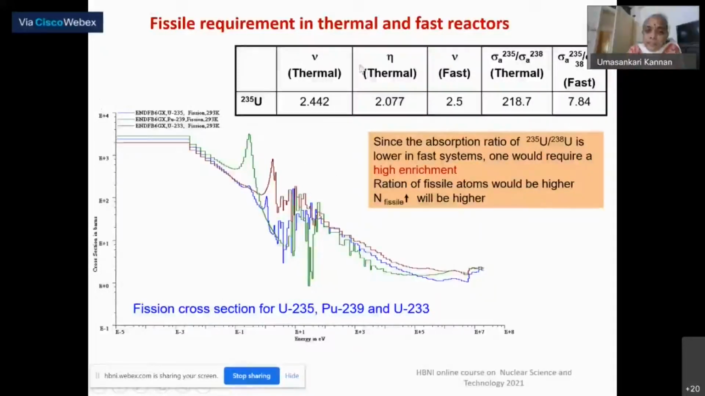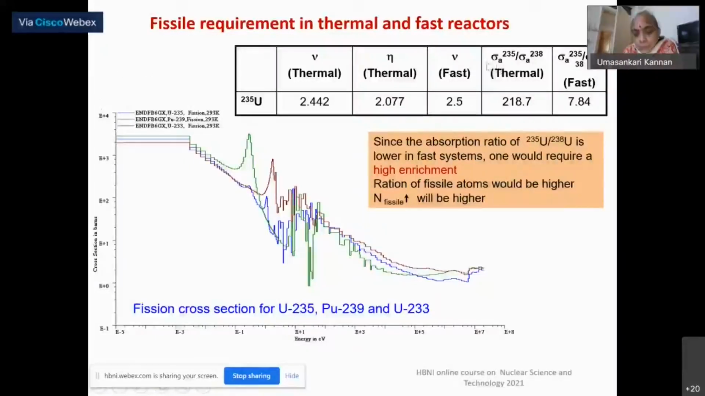Now I have two important parameters, nu and eta. We have seen this quite a lot in our lectures. In thermal spectrum, the nu is about 2.4 for uranium-235 and eta is about 2.07. Whereas in the fast spectrum, the nu is about 2.5. I'm sorry, I have not given eta, but I think it is there in my tables in my lecture 2.